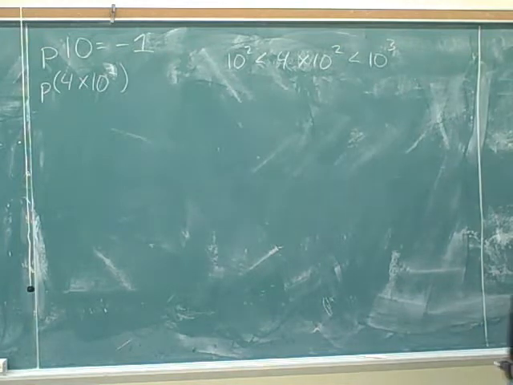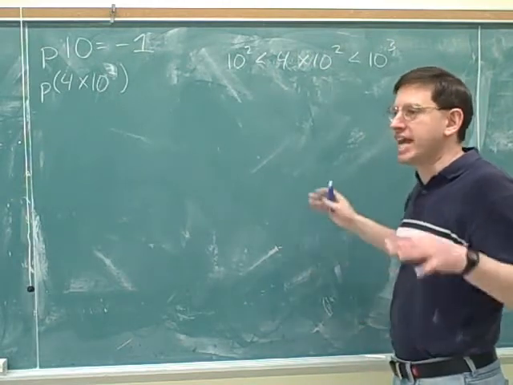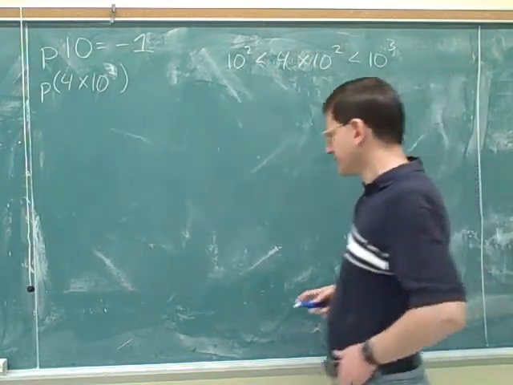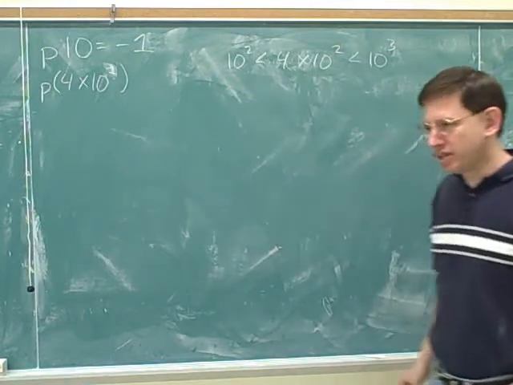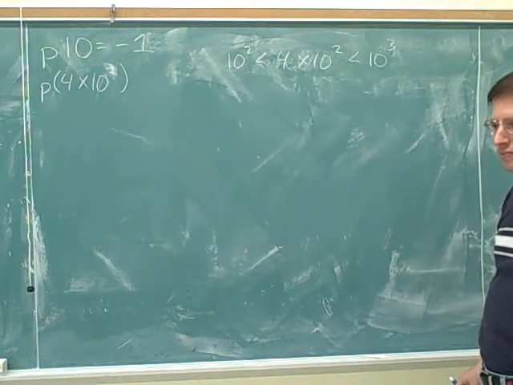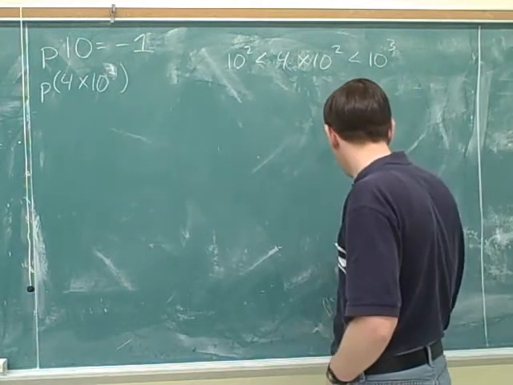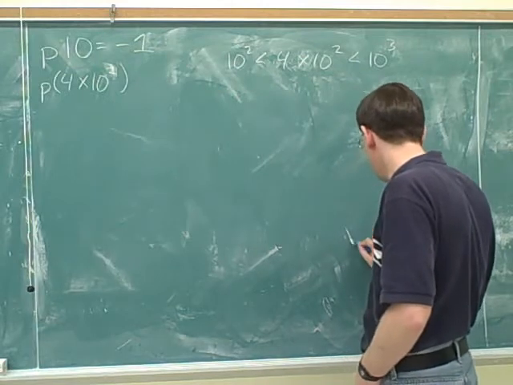Okay. Now that we have our bounds on the number, now we can take the p of everything. Now, when we take the p of this inequality, is the inequality going to keep the same direction or flip its direction? Flip. And why is that? Well, let's review those ideas.